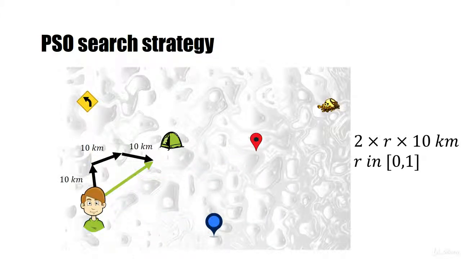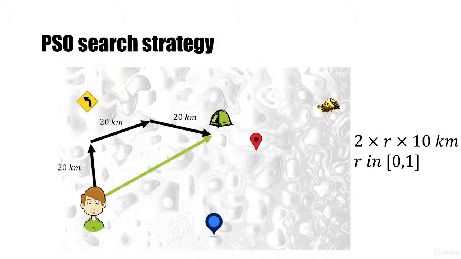Here's an example. This is where Bob sleeps after traveling exactly 10 km. If the random component gives a different value, the position is different. So here's where Bob sleeps when walking 20 km in each direction instead of 10 km. So depending on the value of r, he might end up somewhere in this area.